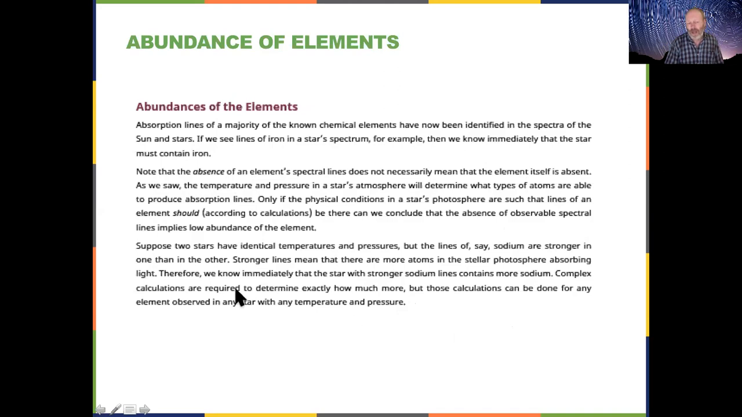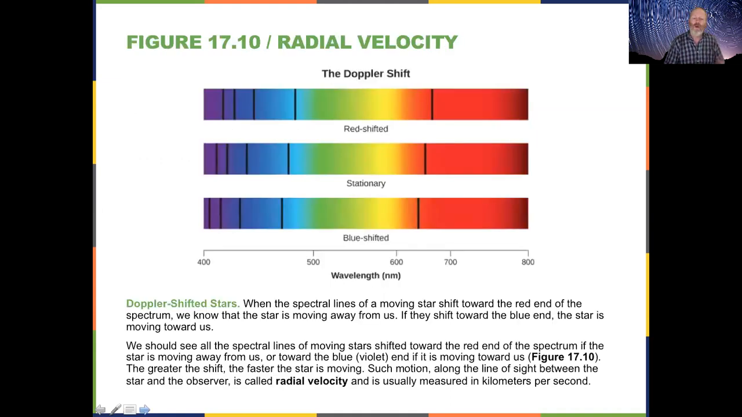So we can say, for example, if we have two stars, same pressure, same temperature, all of that, but one has stronger sodium lines, that one single yellow line that we were talking about. One is stronger than the other. Stronger lines mean there are more atoms in the photosphere absorbing light that's there. So that gives us an abundance. But there are always relative abundances, and there are always issues with how we're reading things.